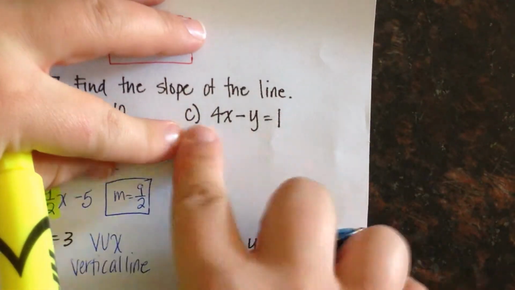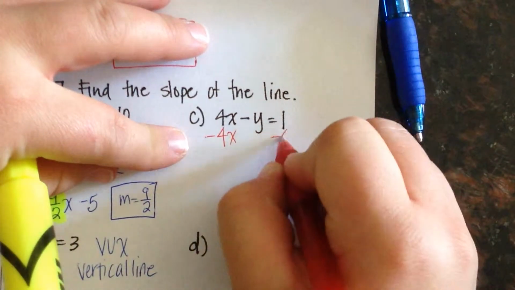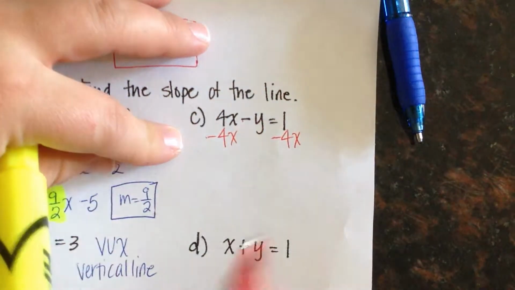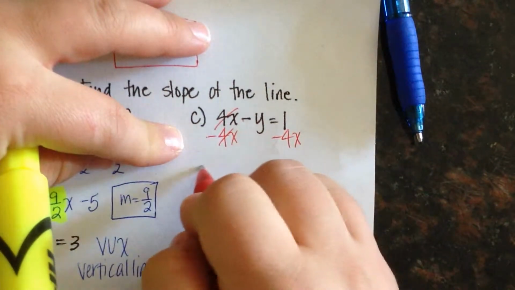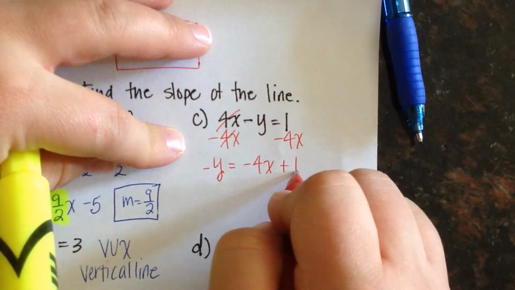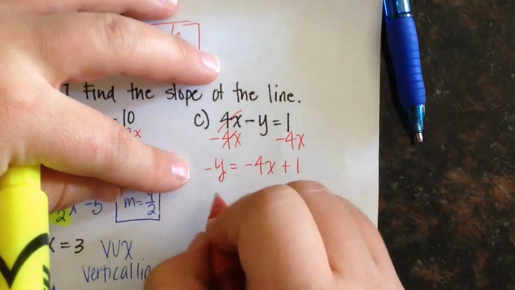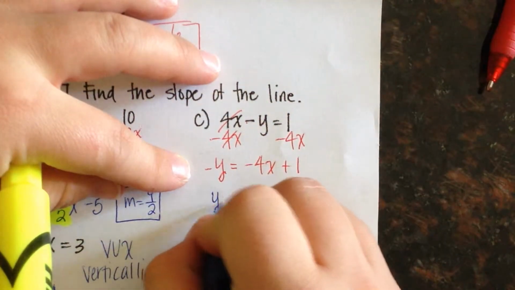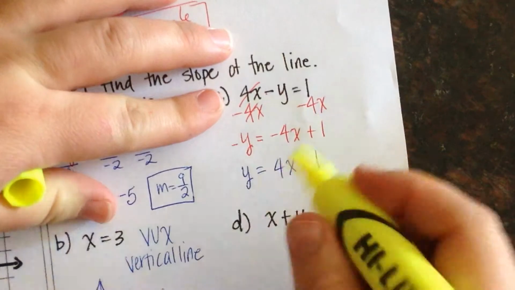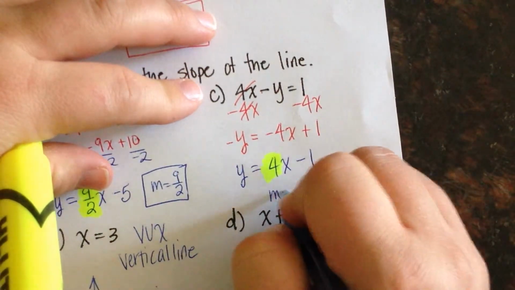C, get y by itself. First things first, I need to subtract 4x from both sides. Now this negative is attached to the y, so don't drop it. I get negative y equals negative 4x plus 1. We divide off negative 1, or we can distribute the negative. Basically everything that's negative now turns positive, everything positive now turns negative. And my slope here is going to be m equals 4.